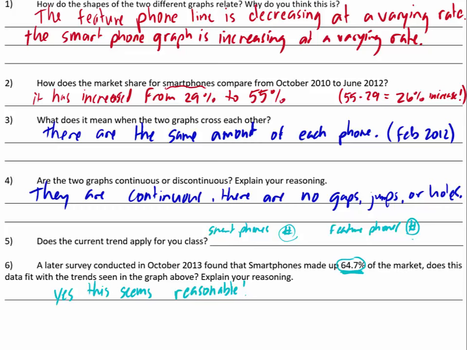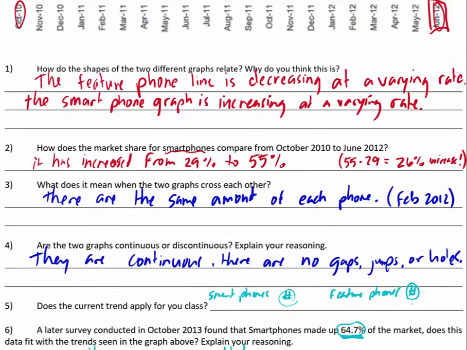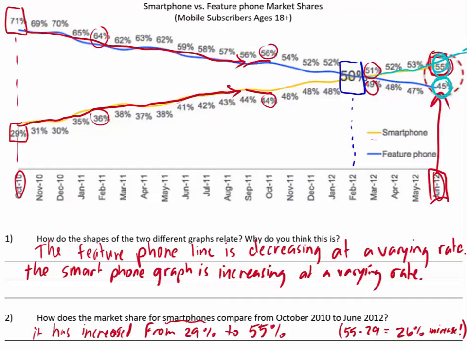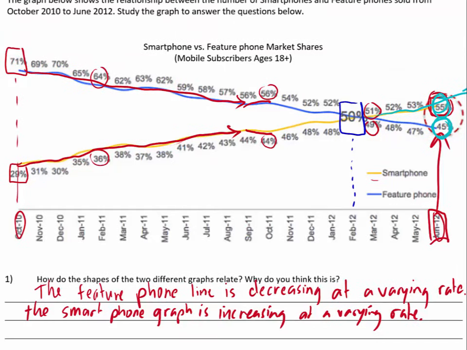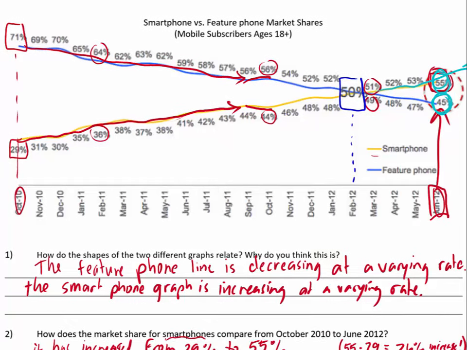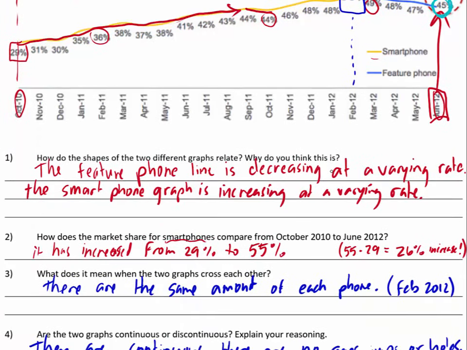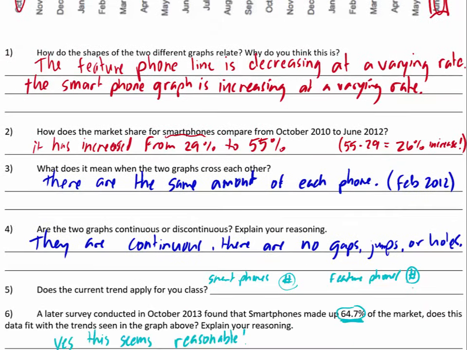So, going through graphs and answering questions is the big idea of what we're going to be doing. And it's not that hard. You just have to be willing to kind of dig through and ask yourself what certain numbers mean and what patterns are going on in the graph. And then use good vocabulary like decreasing, increasing, varying rates, things like that. Continuous. Those are all good habits to get into.